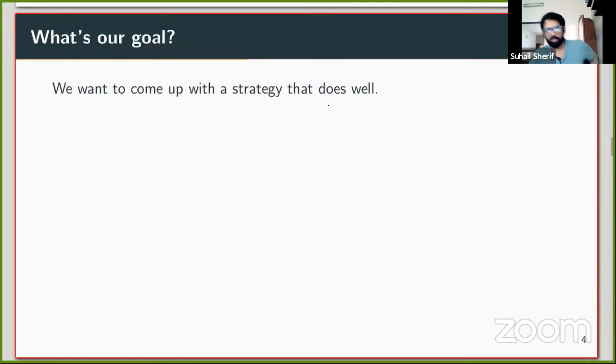So yeah, what is our goal? We're going to see pretty soon that we can't actually win this all the time. We're going to have to lose some of the cases. So what we want to do is come up with a strategy that does well. And what do we mean by does well? Let's see how many cases we have. So what is this question? How well does your strategy do?